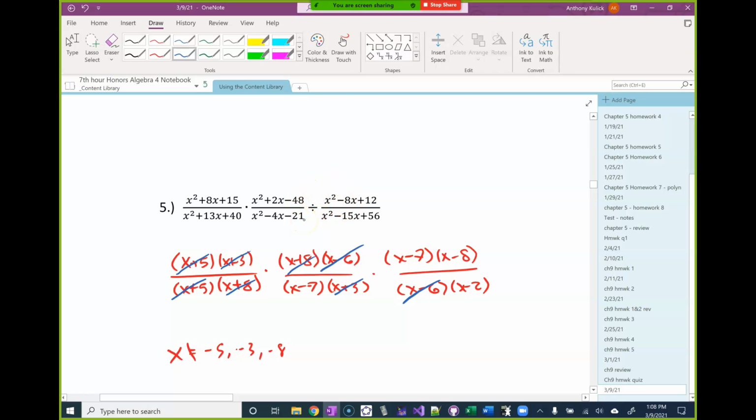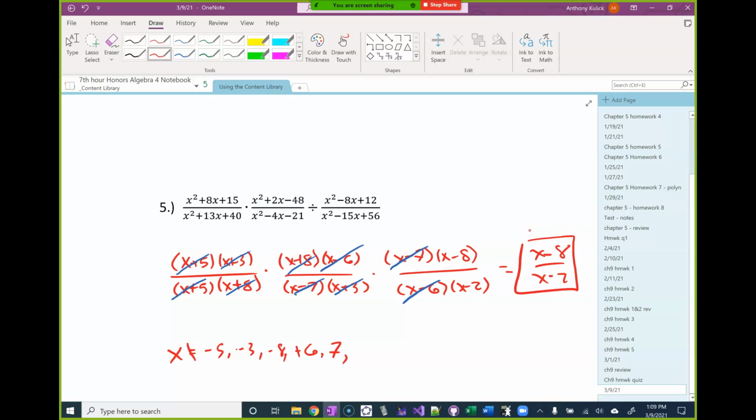And then I can cross out the x minus 7. And again, that would be the denominator of that fraction. So if I look at just that fraction, that would be something with a 0 denominator. So that one counts. And then I'm left with just x minus 8 and x minus 2. Is that okay?